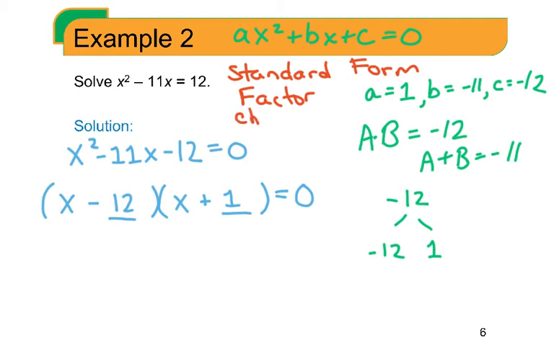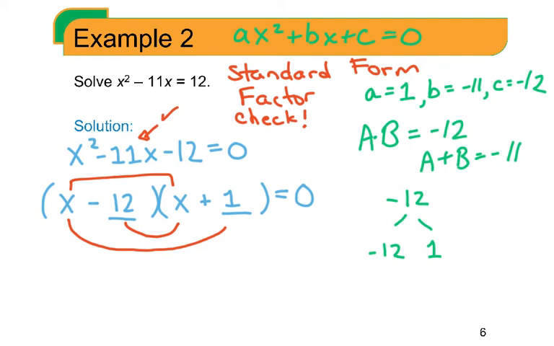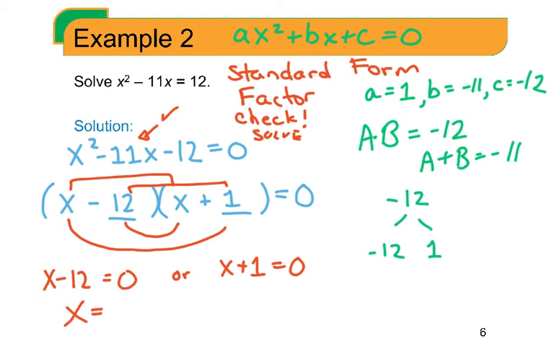Before you solve, I think you should check. Make sure that this works. That's x squared. The outer gives me x. The inner gives me negative 12x. That works to give me negative 11. And last is negative 12. So good. So now we can solve. So either x minus 12 equals 0 or x plus 1 equals 0. So x equals 12 or x equals negative 1.